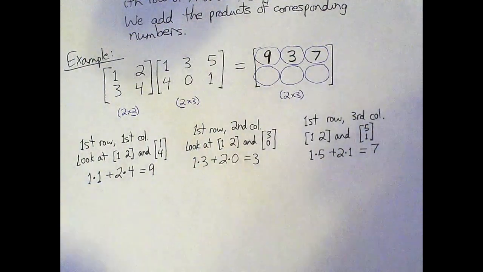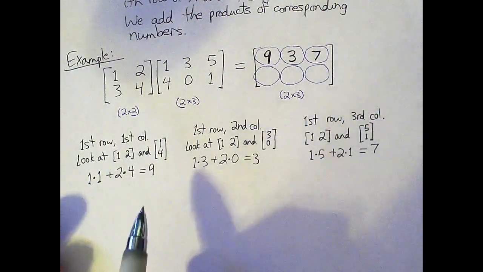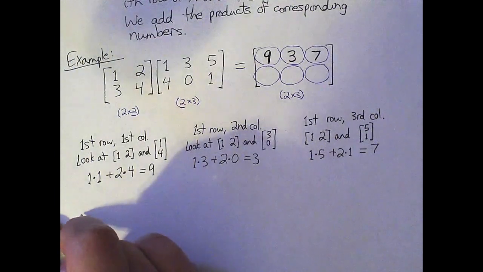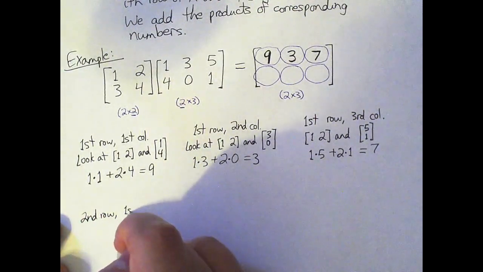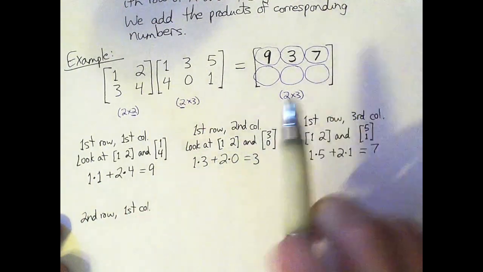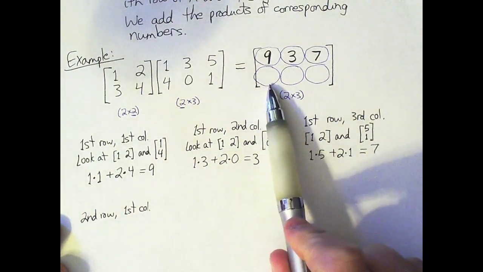Now, we figured out the first half of it, right? We have the first row of the product, C. We need to figure out the second row. So now let's move on to the second row. We're going to do the first column, right? So I'm focusing in on this one here.